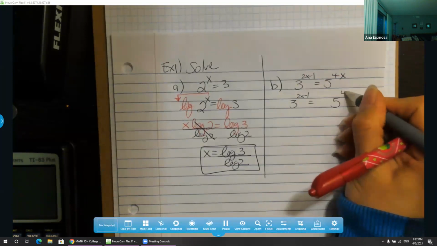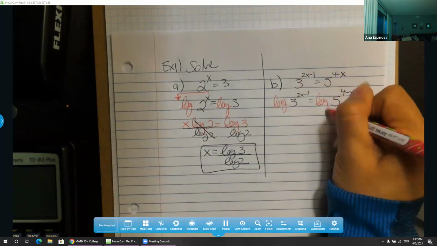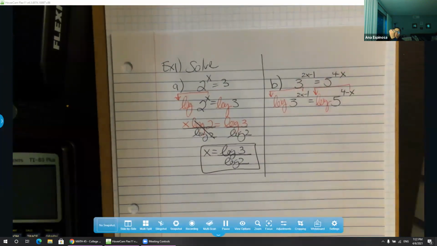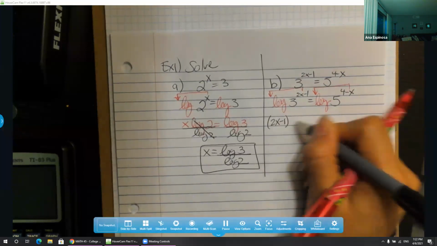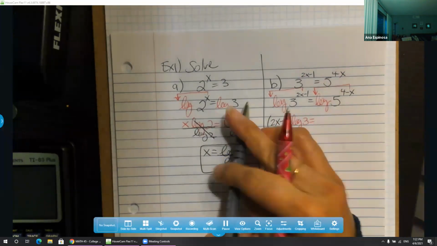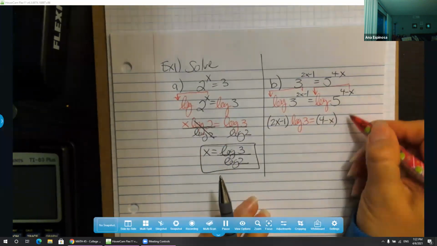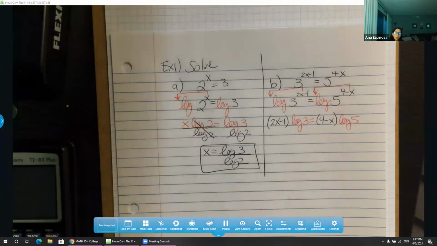So I'm going to rewrite it because I left no space whatsoever. That's going to allow me to bring these down to the left of the log. So here we go. 2x minus 1 log of 3, 4 minus x log of 5. Like I said earlier, logs of a number are literally just a number. They're a crappy decimal, but they're still a number.